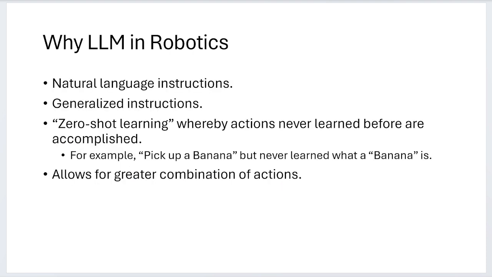So why LLMs in robotics? First of all, it's natural language instructions instead of numbers and special keywords. It's all natural language. Generalized instructions: you don't have to say specifically, I want you to go here at this degree or that degree. You give a general instruction, and the robot is able to make it more specific. There's also the ability for zero-shot learning, whereby actions do not have to be learned beforehand to be accomplished. For example, you can tell the robot to pick up a banana, even though the robot never knew what a banana is. It also allows for greater combinations of actions.